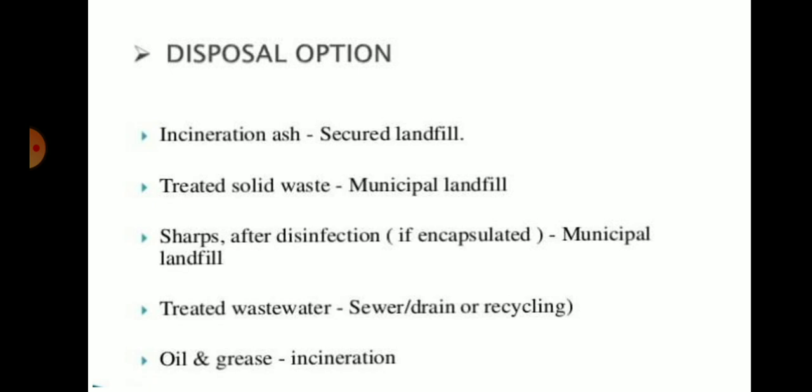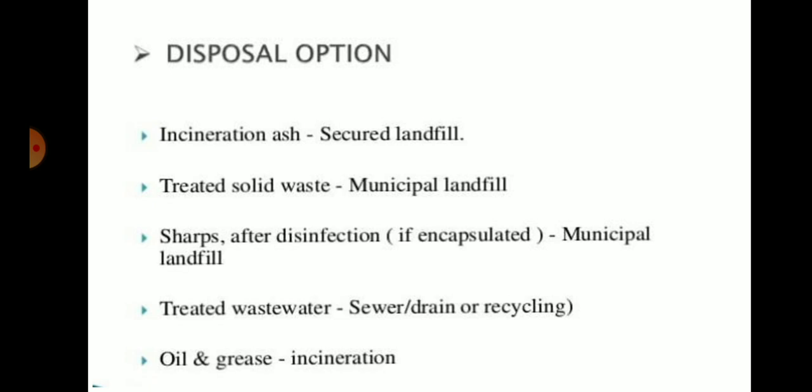converts into the ash form, so that this ash generated during the incineration is filled in a landfill in a secure area, so that it cannot be harmful for living beings in the area where this incineration ash is landfilled.